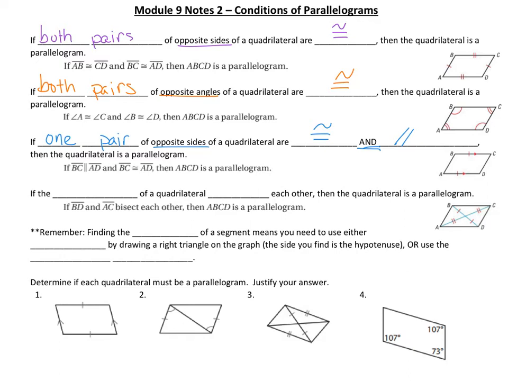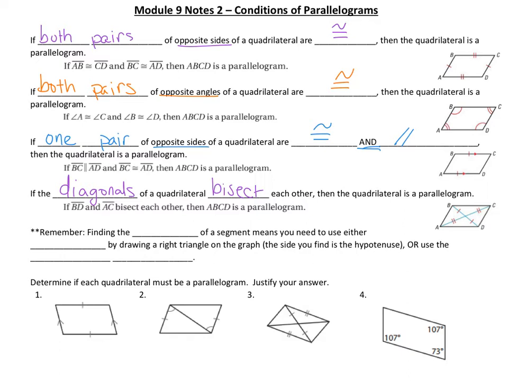The fourth reason is that the diagonals of the quadrilateral need to bisect each other. When we look at our picture, you can see that these two pieces of your diagonal are cut in half, and then the diagonal BD is also cut in half. So notice that all four pieces are not the same as each other, but just one diagonal is cut in half and the other diagonal is cut in half.